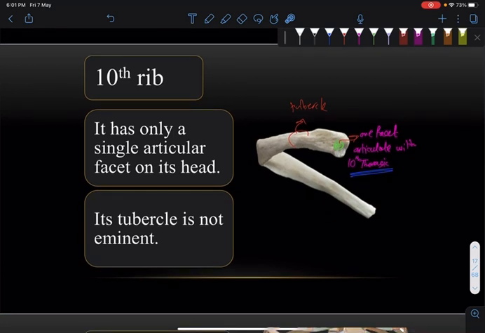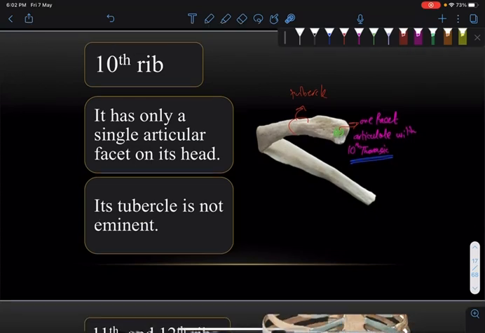The 10th rib. الرب العاشر. نفس الرب الأول. It has just one facet articulate with the 10th thoracic vertebra. It has only single articular facet on its head زي ما حكينا, and its tubercle is not eminence. يعني tubercle تبعتها مش كثير مبينة مش كثير طالعة. Not eminence تبعت tubercle تبع الرب number 10.